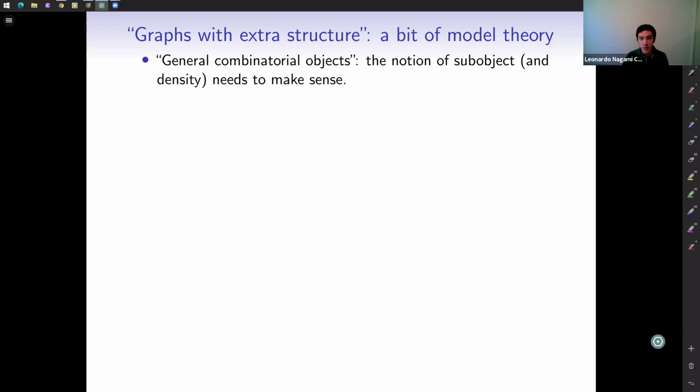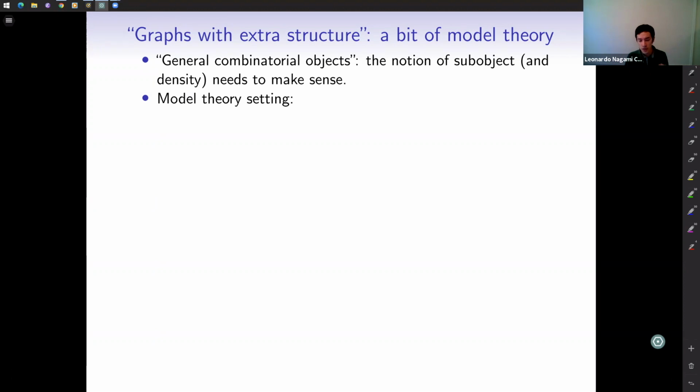If we think about the problem we have in our hands, we need to understand what concepts need to make sense for us to produce an abstraction of all of this. We talked about the notion of F-free graphs and the notion of density. Both of these notions rely on the concept of sub-object. It needs to make sense that I have a combinatorial object, and the notion of sub-object in this combinatorial object needs to make sense. To do that, we're going to need a setting borrowed from model theory.